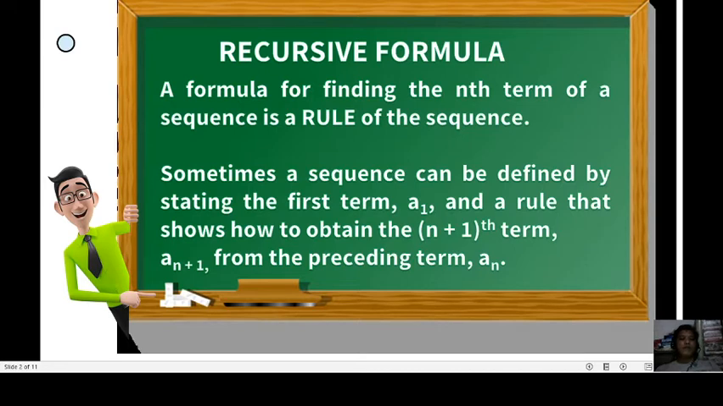A formula for finding the nth term of a sequence is a rule of the sequence. Sometimes the sequence can be defined by stating the first term, a sub 1, and a rule that shows how to obtain the next term, a sub n plus 1, from the preceding term, which is a sub n.